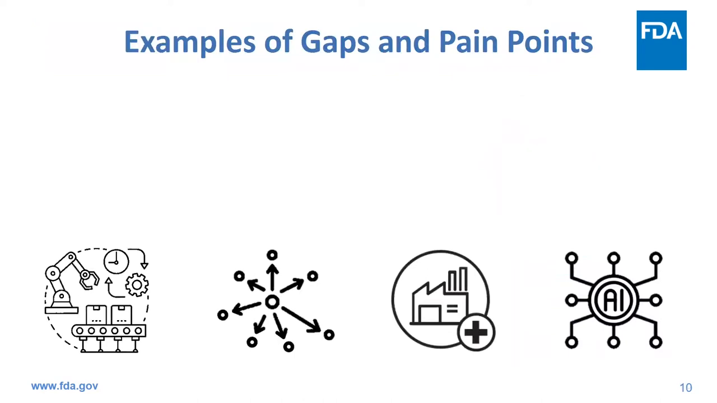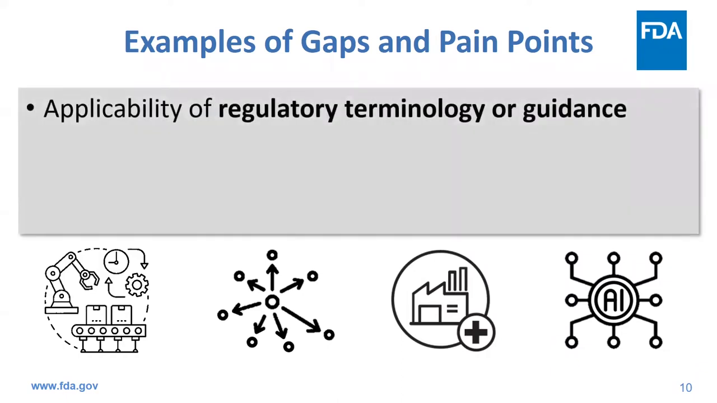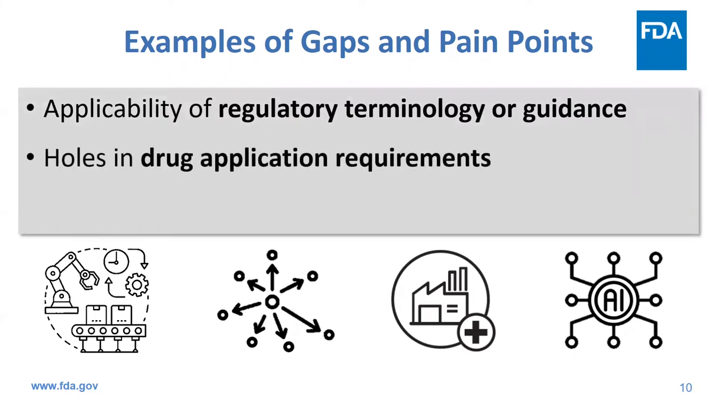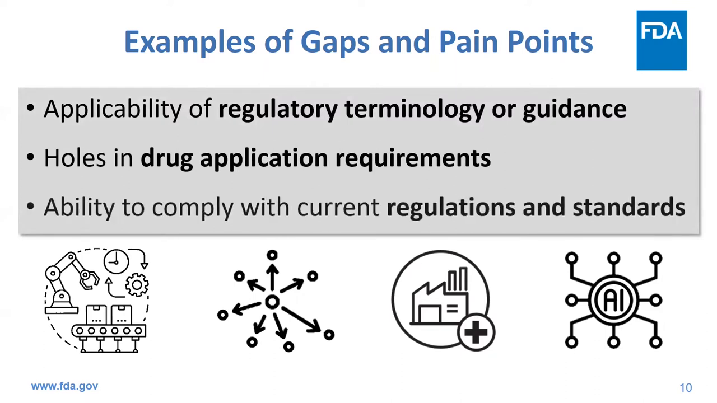Next slide, please. So one might be the applicability of a regulatory terminology that does not or may not account for emerging technologies. The second is potential holes in drug application requirements. And then finally, the ability of these technologies to comply with current regulations and standards. And now we need a framework to address these gaps and pain points.